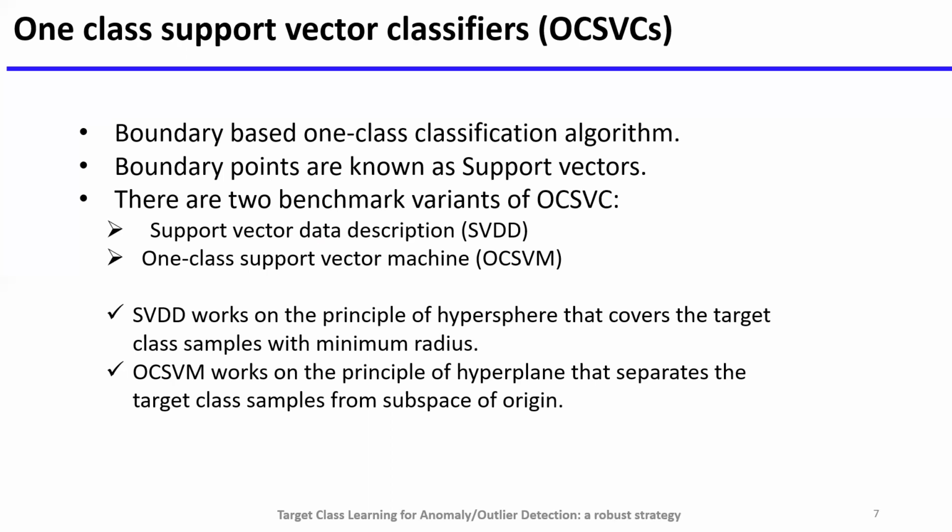But at this stage, what we can say is that these two benchmark variants of one class support vector classifiers are one class classification algorithms that are able to work if only the target class samples are available during training, and the other class samples are not at all available or are poorly sampled. In such cases, a new incoming sample that is separated from the boundaries drawn by SVDD and one class support vector machines will surely be treated as an outlier.